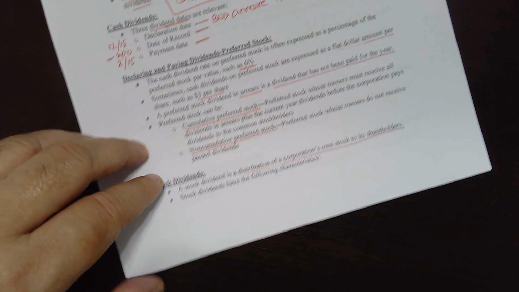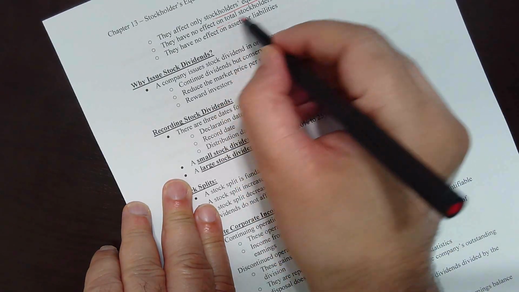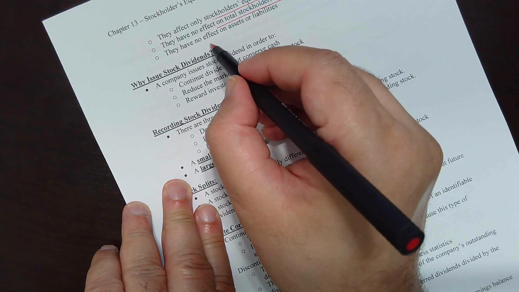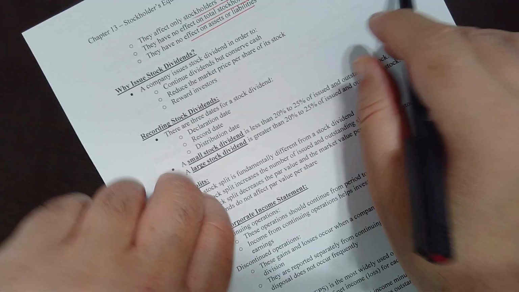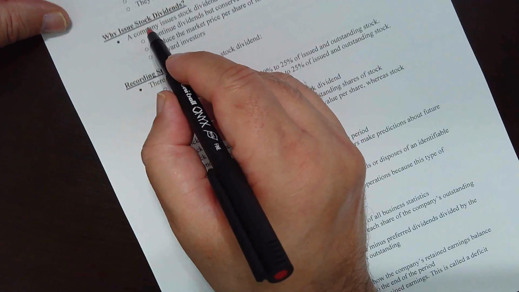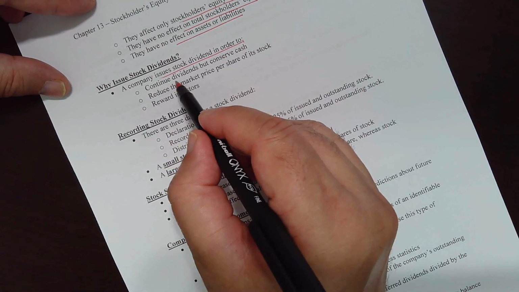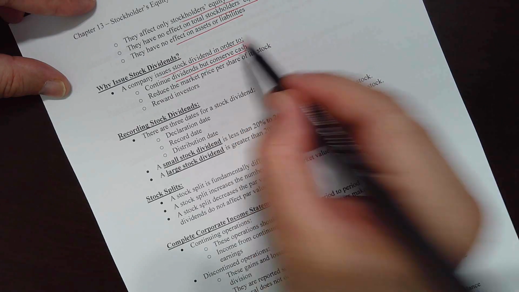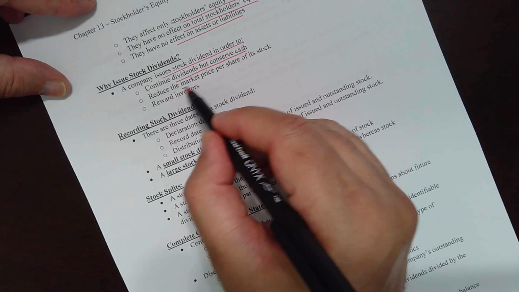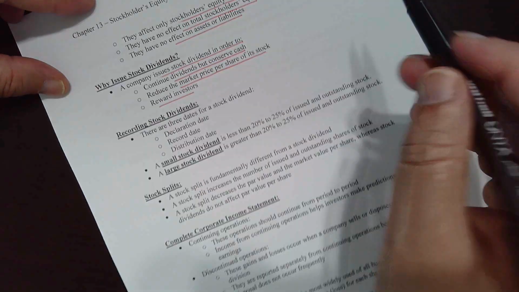And they have the following characteristics. They affect only stockholders' equity accounts. They have no effect on total stockholders' equity, and they have no effect on assets or liabilities because you're not using any cash or any other asset. Why issue stock dividends? A company issues a stock dividend in order to continue dividends but conserve cash, meaning they don't want to use the cash, to reduce the market price per share of its stock, and to reward investors.